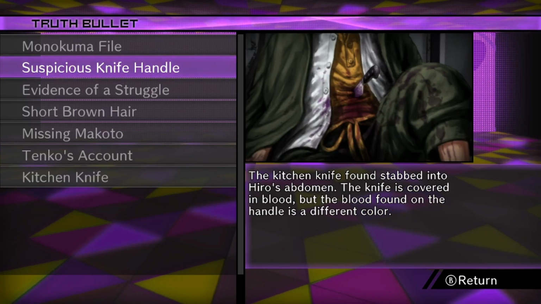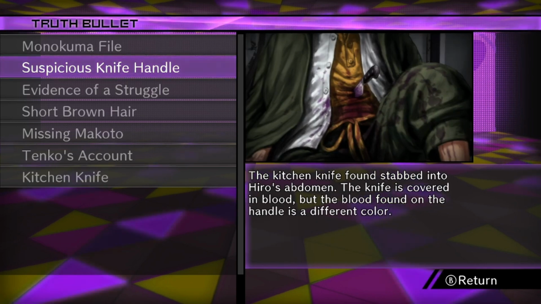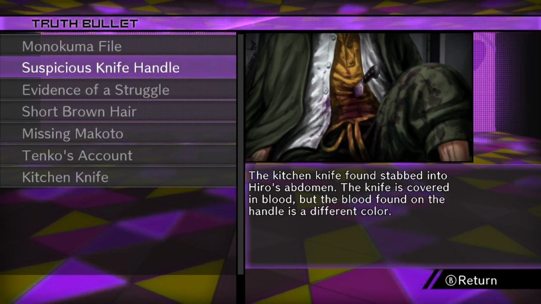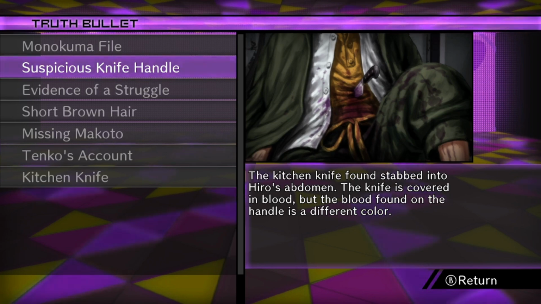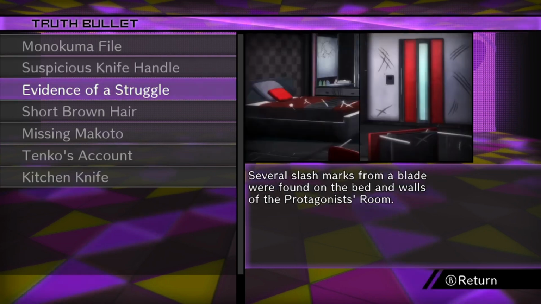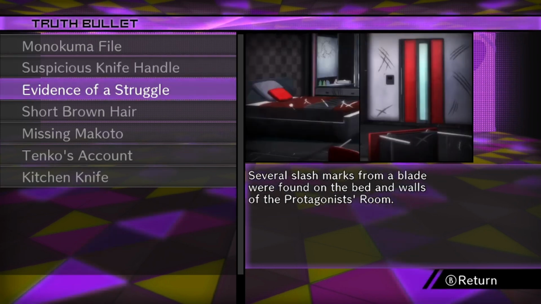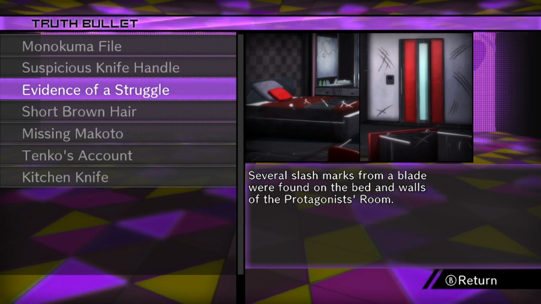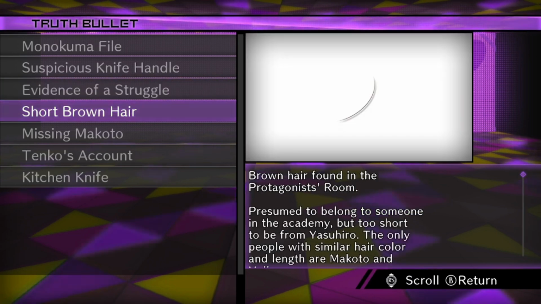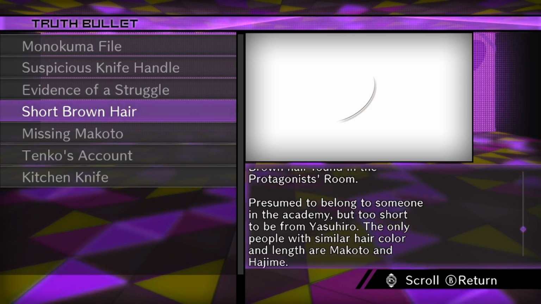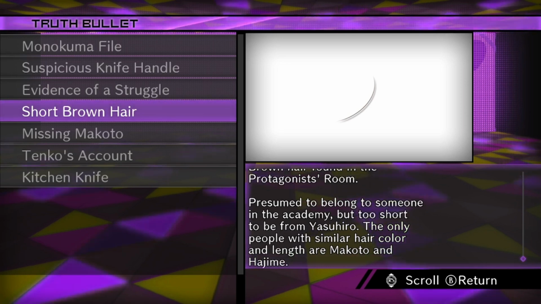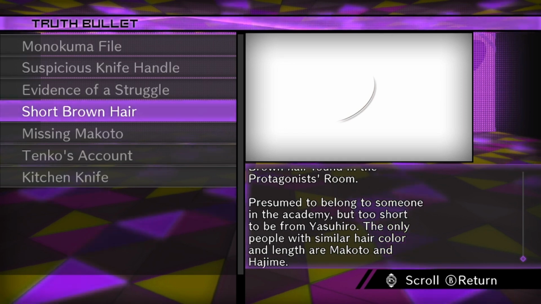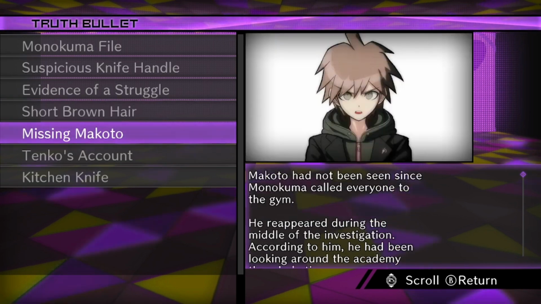The suspicious knife handle. The kitchen knife found stabbed into Hiro's abdomen. The knife is covered in blood, but the blood found on the handle is a different color. That is weird. Evidence of a struggle. Several slash marks from a blade were found on the bed and walls of the protagonist's room. Short brown hair. Brown hair found in the protagonist's room, presumed to belong to someone in the academy, but too short to be from Yasuhiro. The only people with similar hair color are Makoto and Hajime.